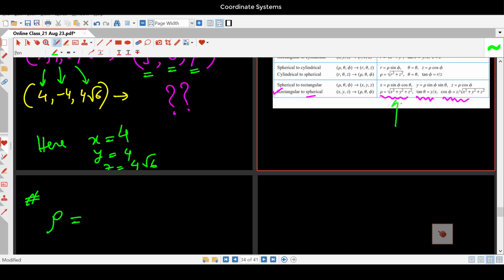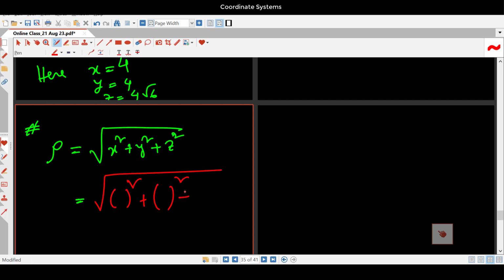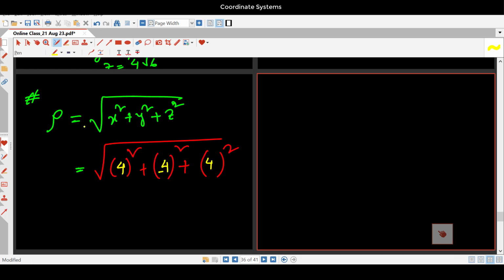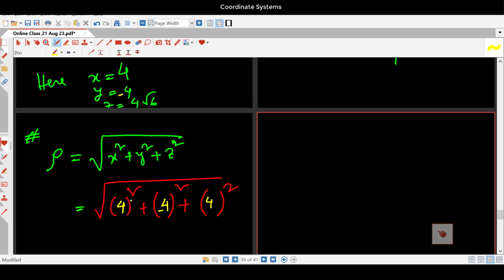So rho means square root of x squared plus y squared plus z squared. Rho is the distance. So here, x squared, y squared, z squared. We have plugged in the values of x, y and z. X equals 4, y equals -4 and z equals 4 root over 6.